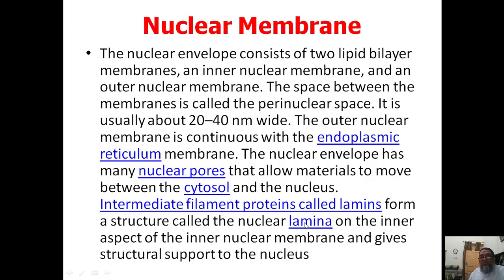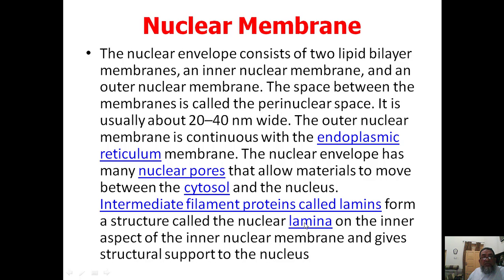The outer nuclear membrane is continuous with the endoplasmic reticulum, that is, part of a system of tubular network starting from the plasma membrane up to the nuclear membrane. So it is a continuous channel through which cell trafficking takes place. The nuclear envelope has many nuclear pores that allow material to move between the cytosol and the nucleus. No structure can pass through the nuclear lipid bilayer; the only way is the nuclear pore, which is a gateway for molecular movement from the nucleus to the cytoplasm and from the cytoplasm to the nucleus.